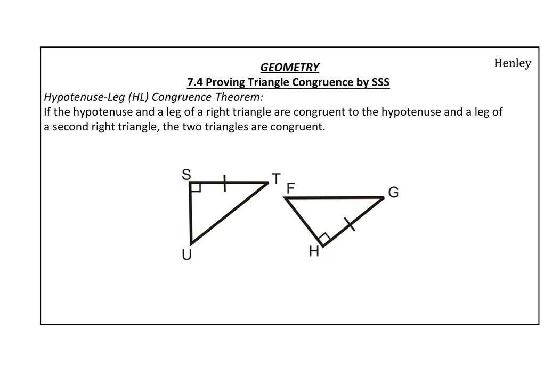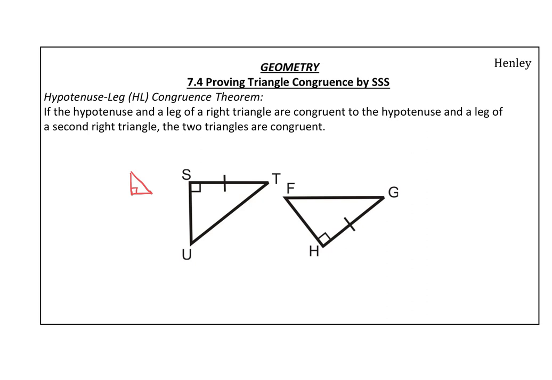Next, we're going to check out the hypotenuse leg congruence theorem. The hypotenuse leg congruence theorem states if the hypotenuse and a leg of a right triangle are congruent to the hypotenuse and a leg of a second right triangle, then the two triangles are congruent. Now, if you look at this, we have two right triangles, which is the very first thing that you need for this congruence theorem. So the very first thing we need is a right triangle.